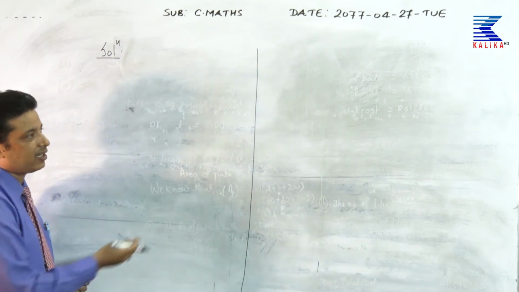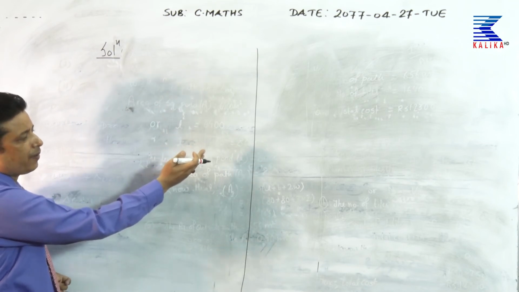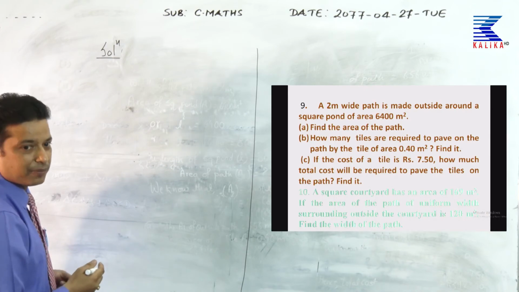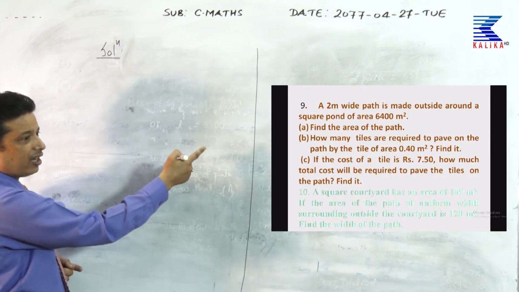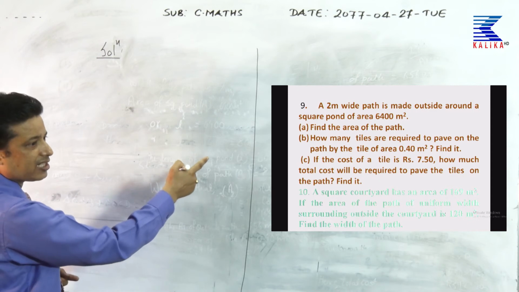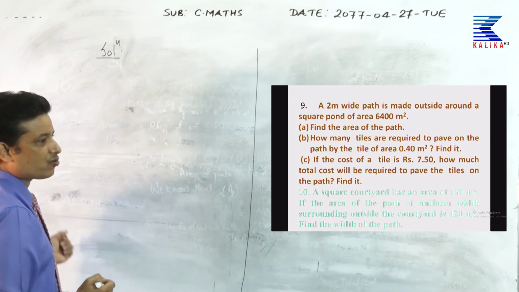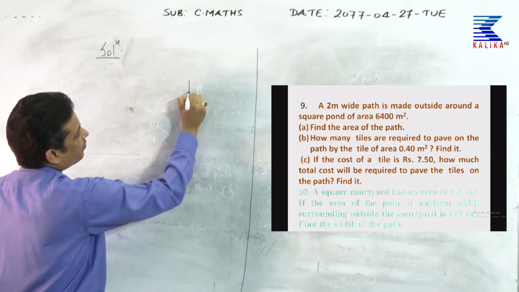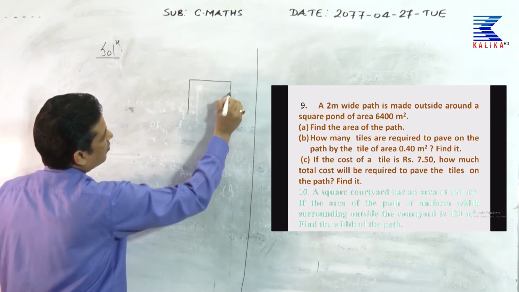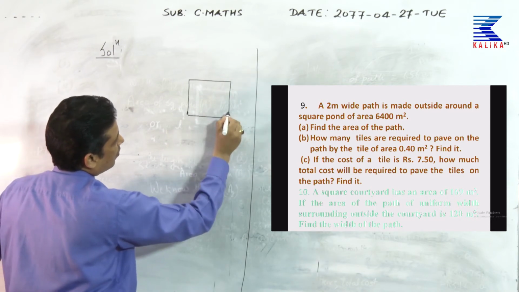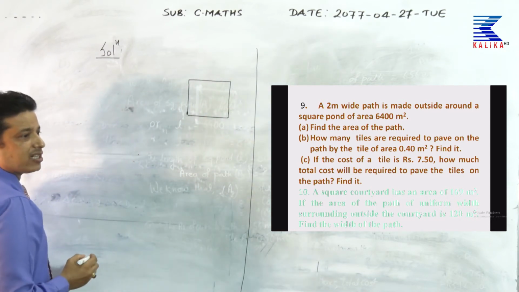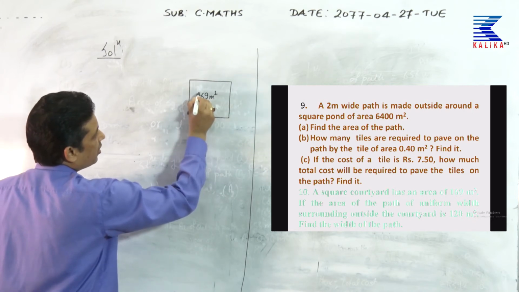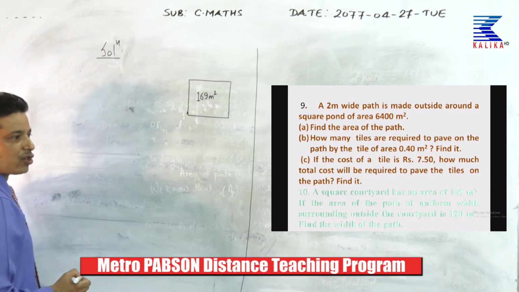A square courtyard has an area of 169 square meter. You can see a square courtyard has an area of 169 square meter. So, dear student, I am making a square courtyard here. Look, a square courtyard has an area of 169 square meter. This is the area of this square courtyard.